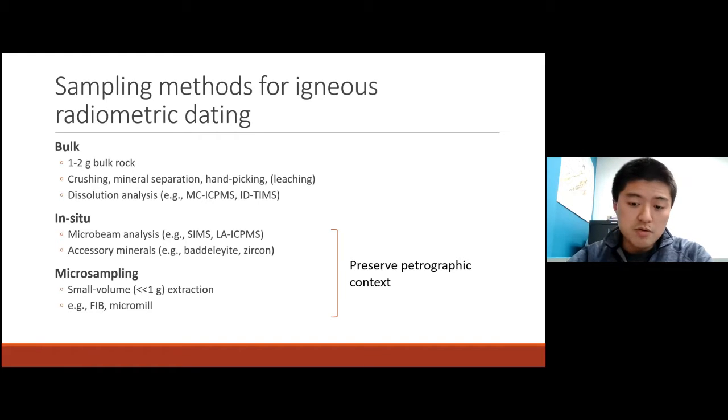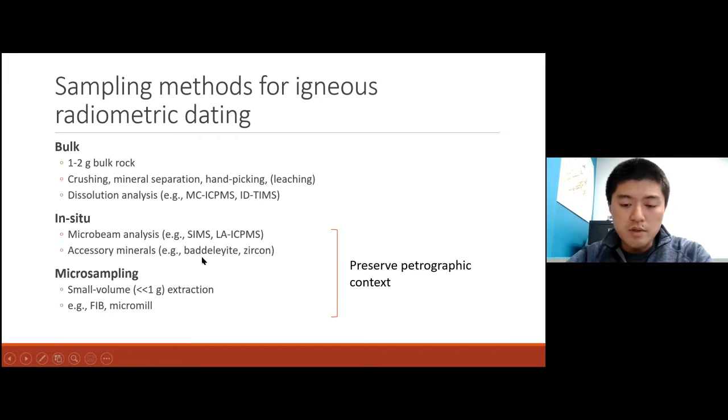And then there's in-situ sampling, which on the other hand is used in microbeam analysis, such as SIMS and laser ablation ICP-MS, and these are commonly applied to incompatible element enriched accessory minerals such as baddeleyite, which we heard, and also zircon for uranium-lead isochrons.